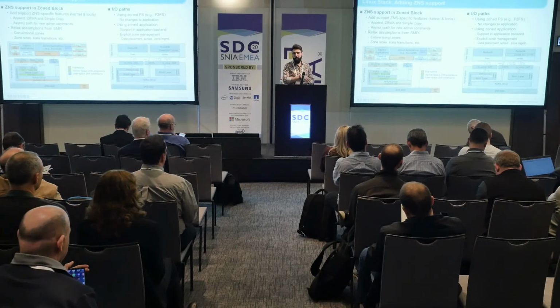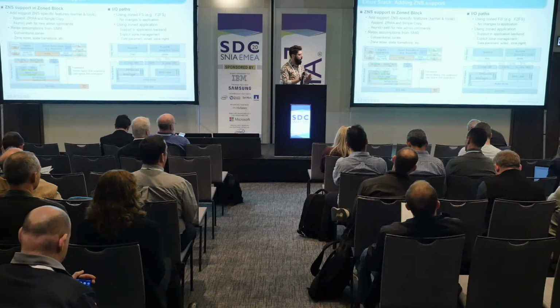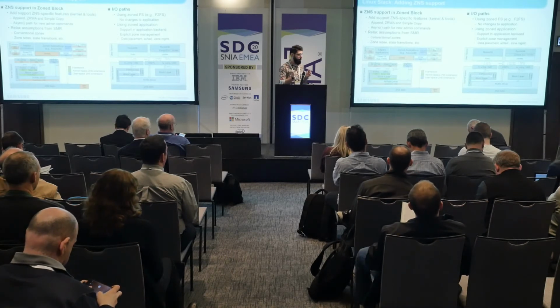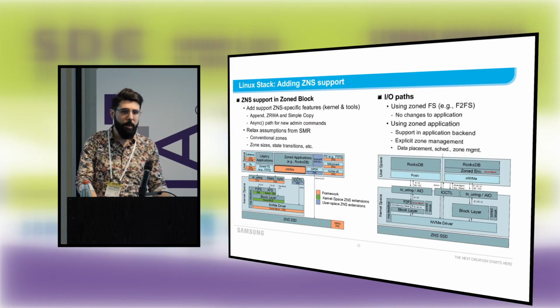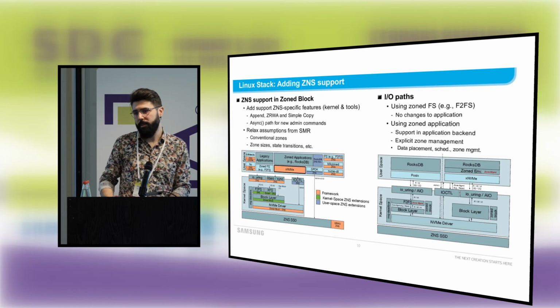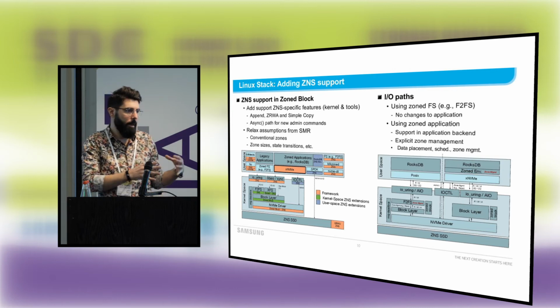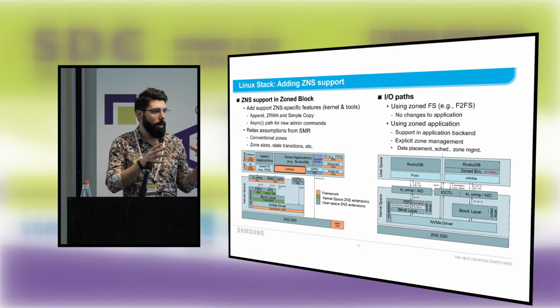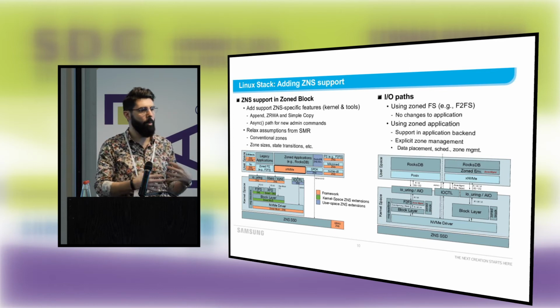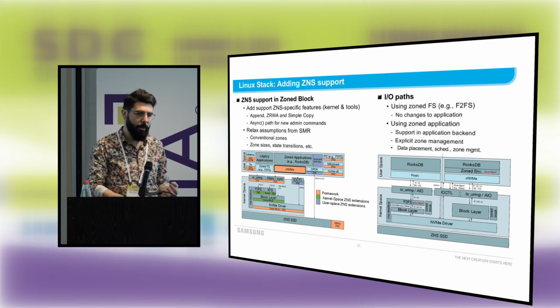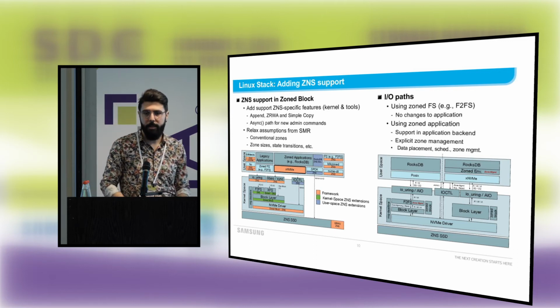We need to add a couple of commands and a couple of knobs for CNS, but the basics are there. F2FS already has support. We obviously need to do some work there because one of the main differences between SMR drives and CNS is that SMR drives have this thing called conventional zones. That's basically a number of zones where you can randomly write to, and that's what all file systems use to store their metadata. We don't have that in CNS.